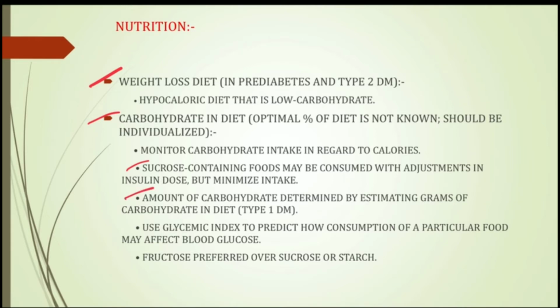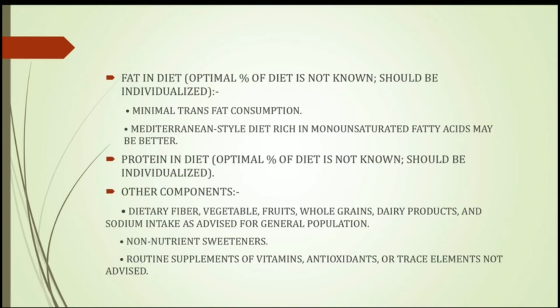Also the amount of carbohydrate is determined by estimating grams of carbohydrate in the diet, especially in type 1 diabetes mellitus patients. Use the glycemic index to predict how consumption of a particular food may affect glucose control. Also fructose is preferred over sucrose or starch in diabetic patients. So when we talk about fat in the diet of a diabetic patient, we should minimize trans fat consumption.